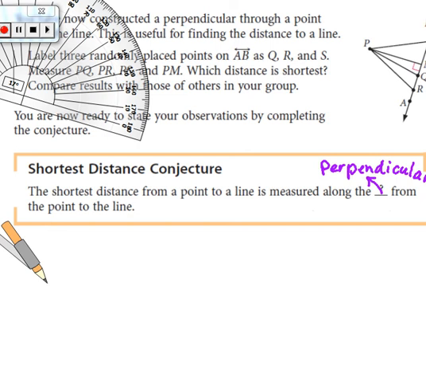And up here you'll see the book's example of kind of the same idea. You can see that from P to M, since it's the perpendicular, that has to be the shortest, and it's the only one that kind of makes sense here.